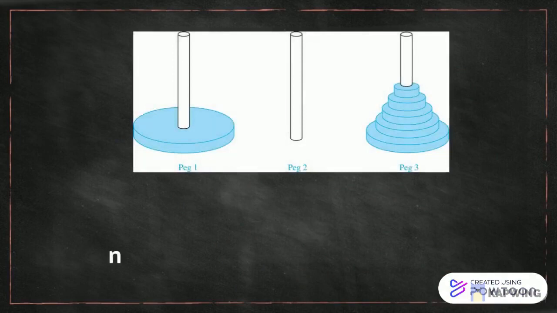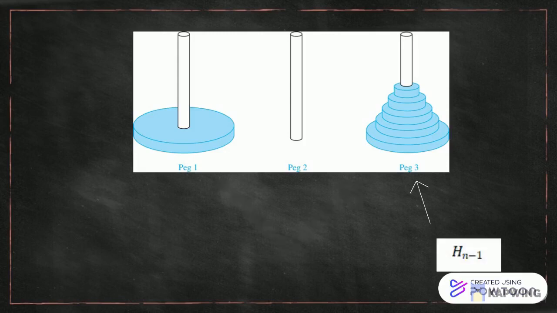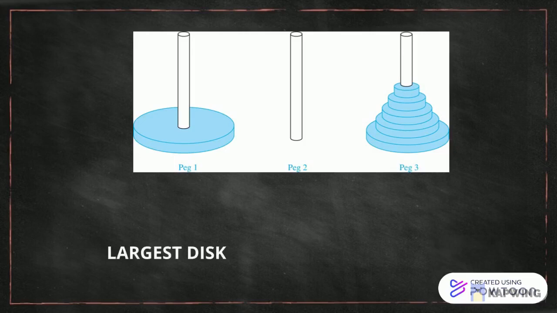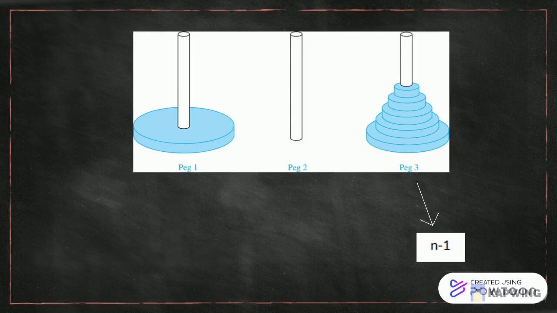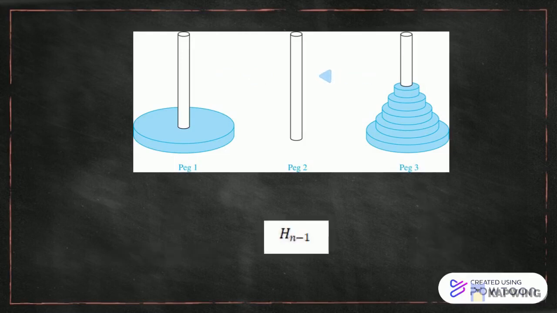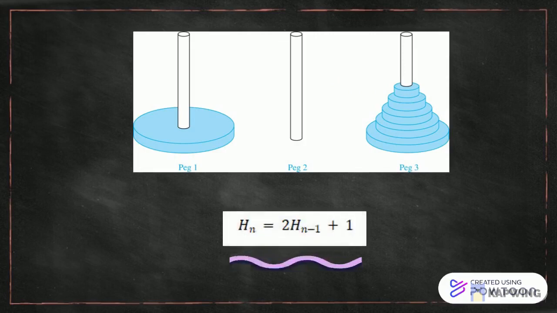Begin with n discs on peg 1. We can transfer the top n-1 discs, following the rules of the puzzle, to peg 3 using Hn-1 moves. First, we use one move to transfer the largest disc to the second peg. Then we transfer the n-1 discs from peg 3 to peg 2 using Hn-1 additional moves. This cannot be done in fewer steps. Hence, the sequence is Hn equal to 2Hn-1 plus 1.